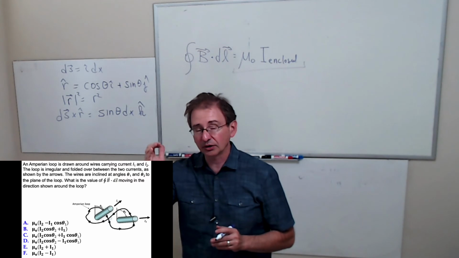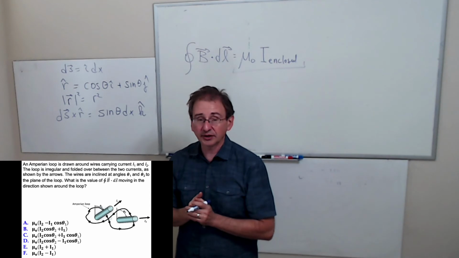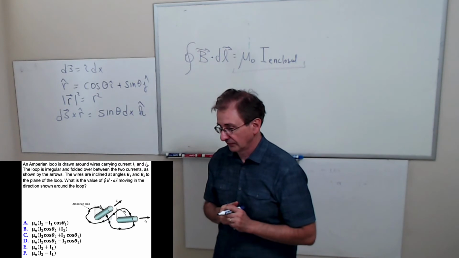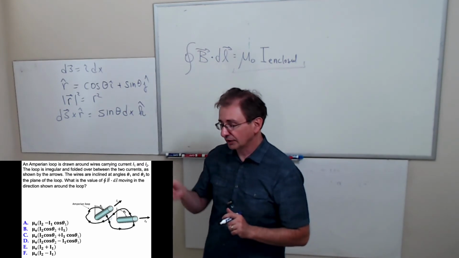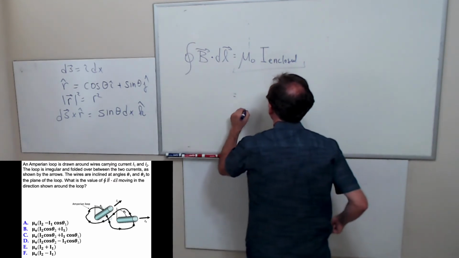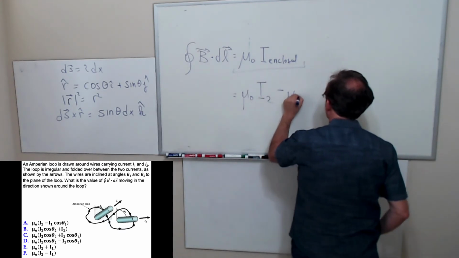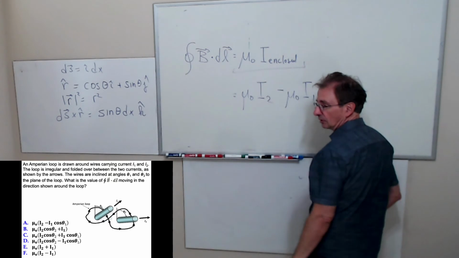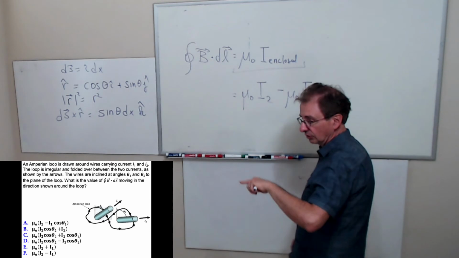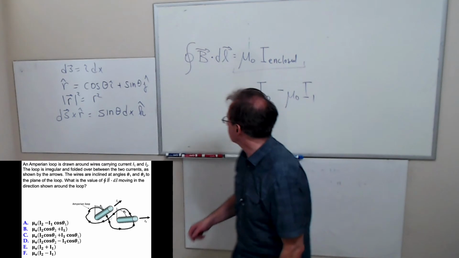When you look at I1 coming towards us, the magnetic field is opposite to the direction of the way you're integrating. So that's going to introduce a minus sign. When you look at I2, you're integrating in the direction of the magnetic field, so that dot product is positive. And as a result, you're going to have this as what's enclosed. Even though the currents are in the same direction, the directions of the integration are opposite. So that's going to introduce a minus sign.